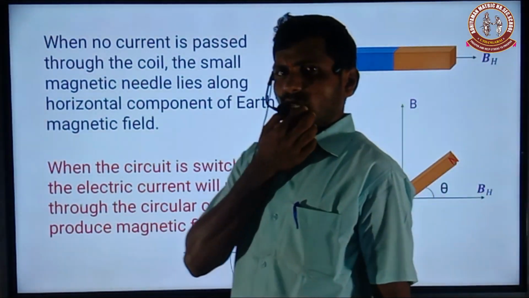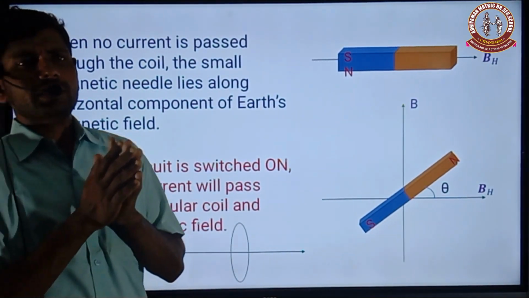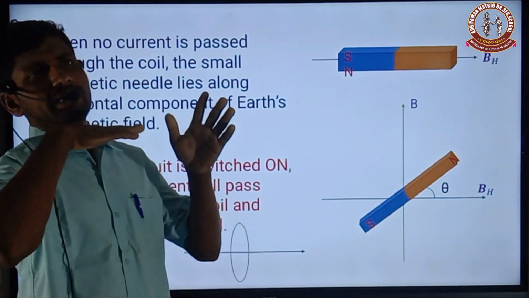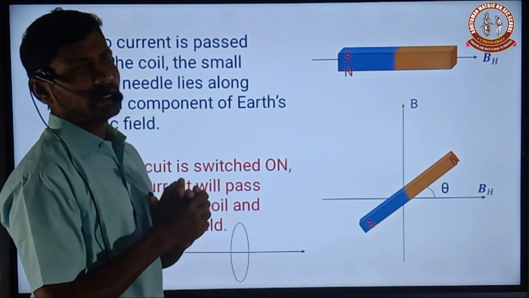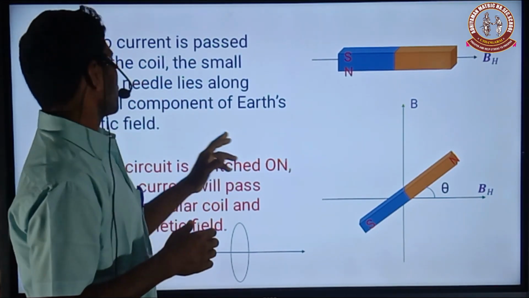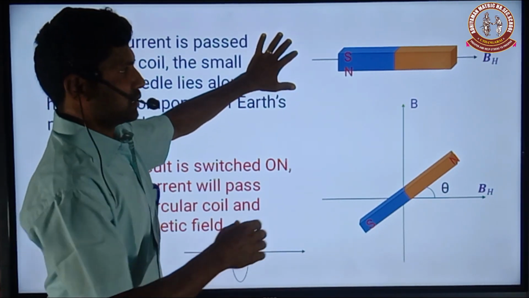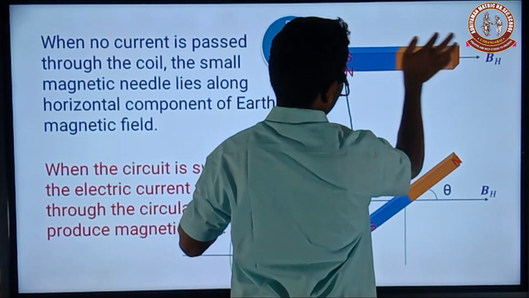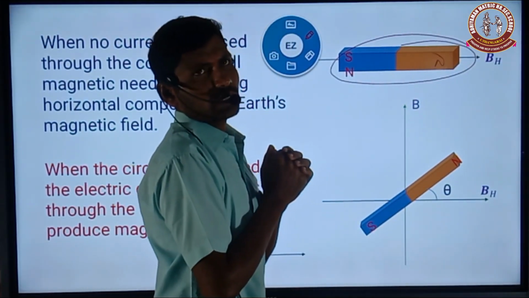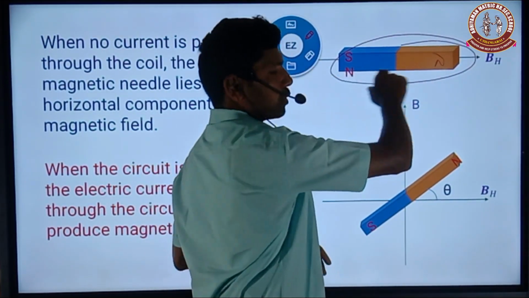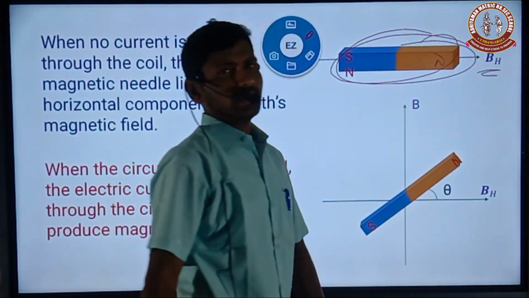Next, when no current is flowing through the coil, the small magnetic needle lies along the horizontal component of the earth's magnetic field, B_H. This is a bar magnet. With no current flowing through the coil, the bar magnet is along the direction of the earth's magnetic field B_H.